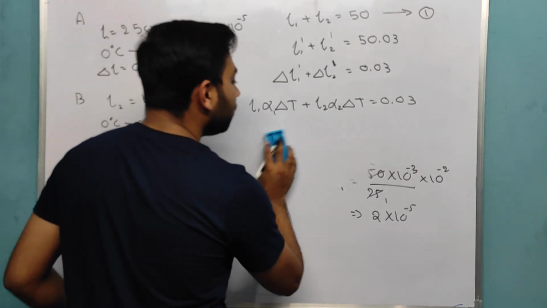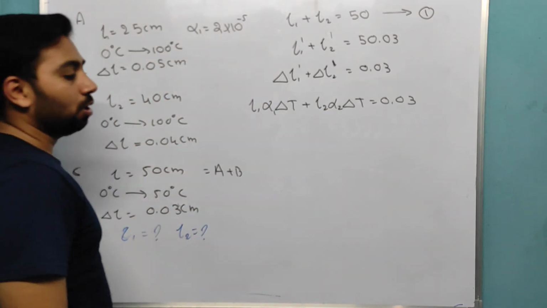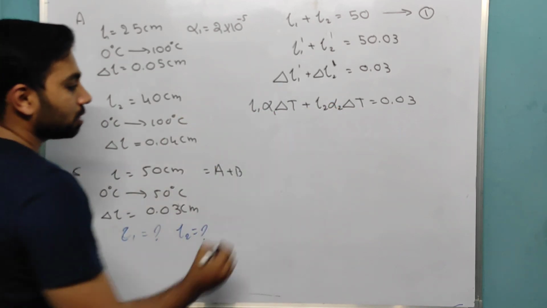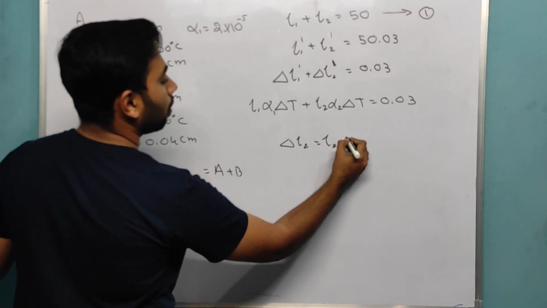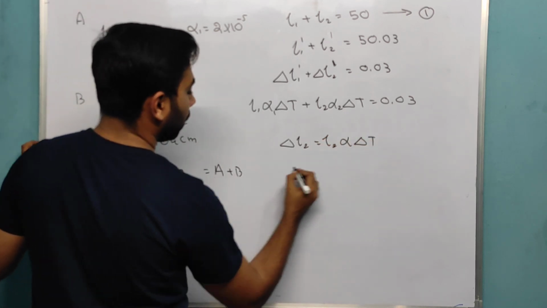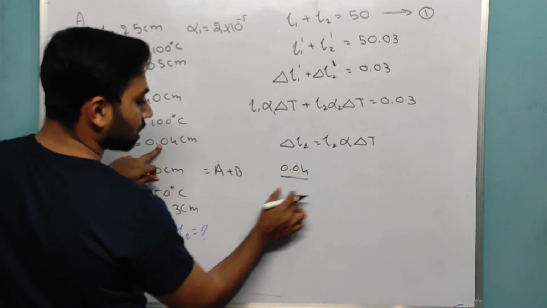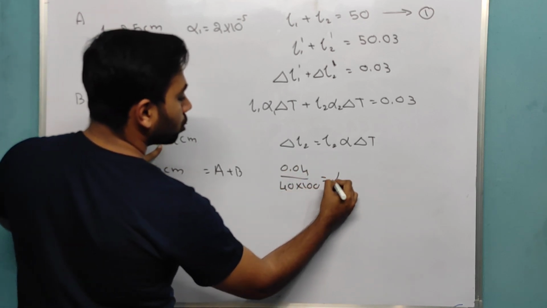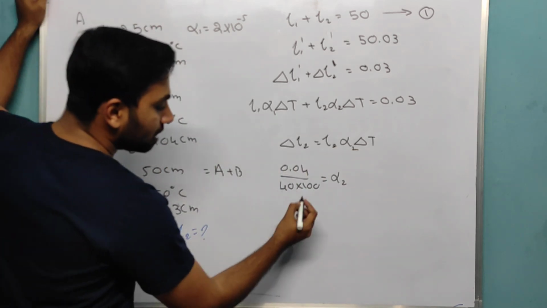Now in the same way, let me find it for the second also. So how to find that one? I will use this one to find this one. See, same. The change in length is 0.04. Divided by this, I will send it downside, then 40 into 100 temperature. Then I will solve this one.